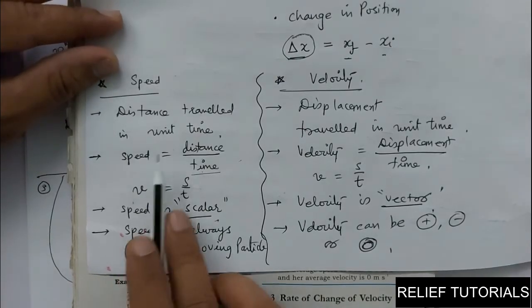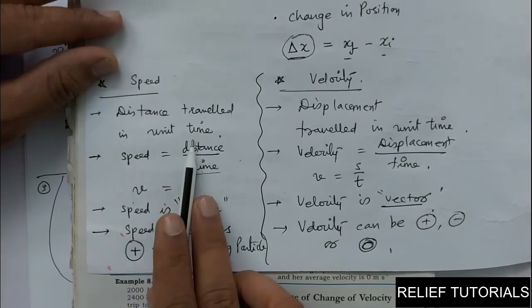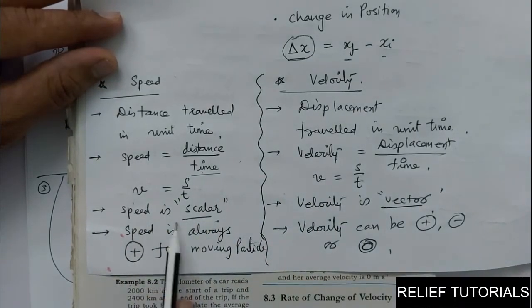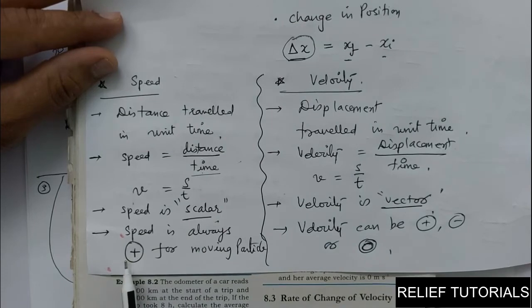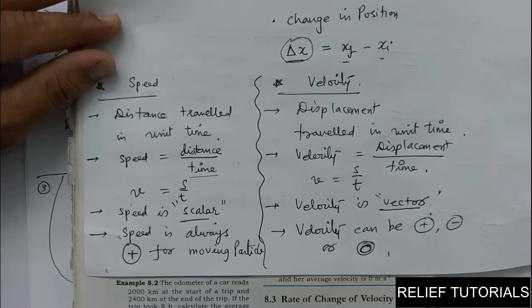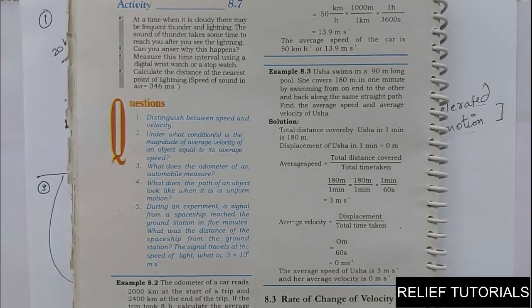Speed means distance upon time, distance traveled in unit time. Write the definition first, then write the formula. Then, speed is a scalar quantity, velocity is a vector quantity. Speed always remains positive. Velocity can be positive, negative or 0. So 4 points of difference are enough when you are asked such a question in the exam.